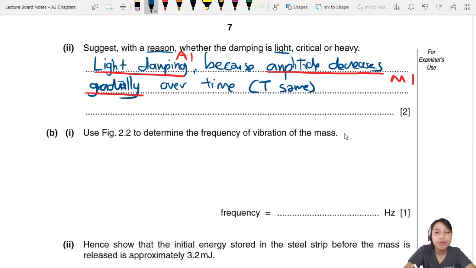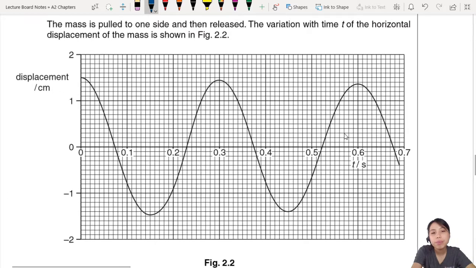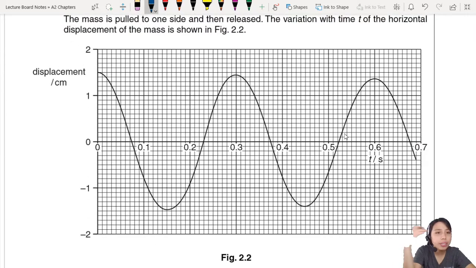Part B. Use the figure to determine the frequency of vibration of the mass. Frequency is f. How to find f? f equals 1 over period. So you need to read what is the period of the mass. You say, Miss, if damped, the period is different, right? No. When it's damped, the period is still the same. That's why we can say, from here to here is a period.